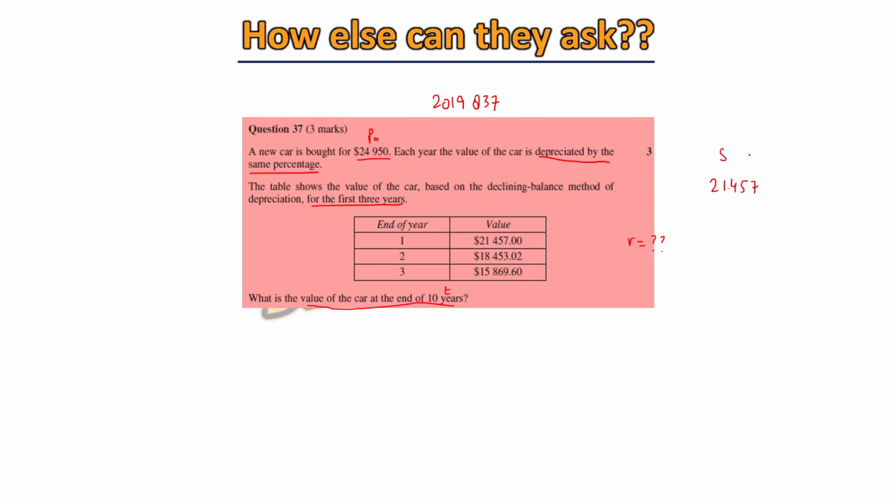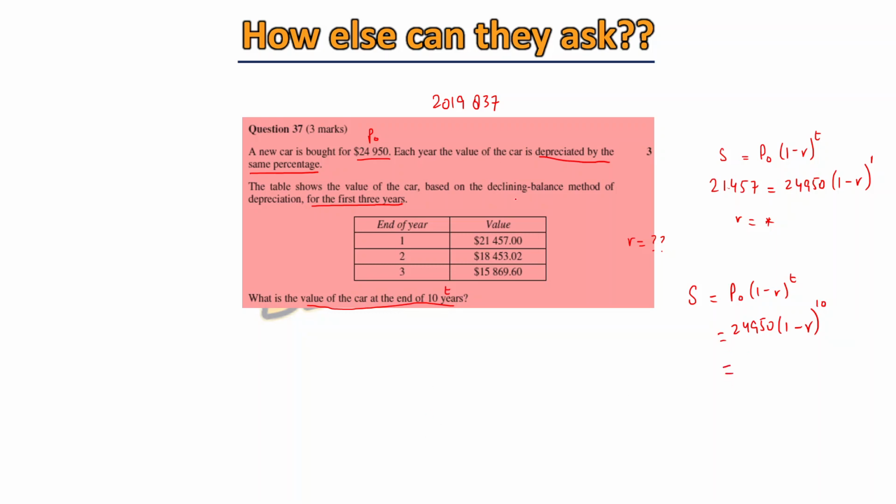So in this case, it would be 21,457, we call it salvage value, P0, 1 minus R to the power of T. And 24,950 is what it was at the start, 1 minus R, and T is 1 because it's after 1 year. You solve this, you will get R. Once you get that R, now the question is asking you to tell the value after 10 years. So it's now salvage value P0, 1 minus R to the power of T, with P0 still being 24,950. 1 minus R, R is what you just calculated, and T would be 10 here, and so on.